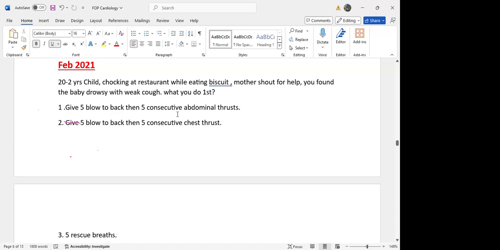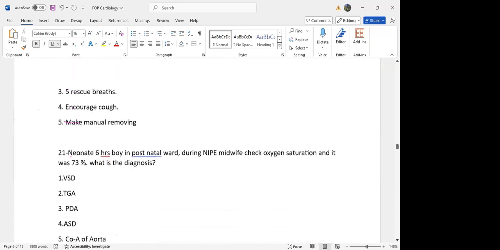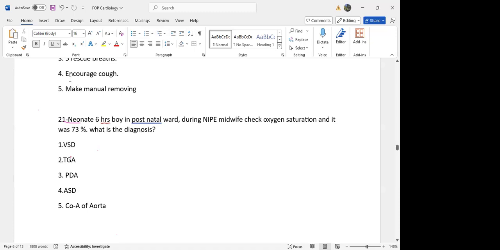Okay. So the option over here is 1. Why? Because the child is having a weak cough and is drowsy. If the child is already coughing forcefully, then the answer in that case would be encourage coughing. So be very clear about it. See the option, encourage cough only. Manual removal, never. You cannot do this.